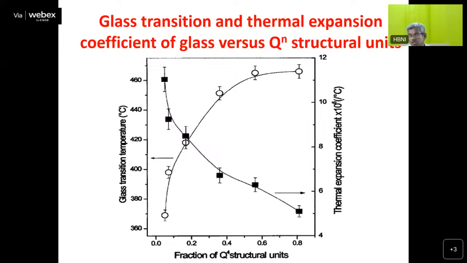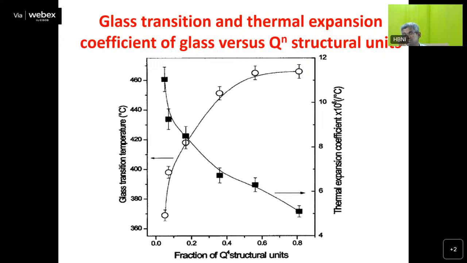Once you increase the Q4 structural unit, where all four bridging oxygen atoms are connected to silicon, you get a rigid structure. Once we have a rigid structure, we have a lower thermal expansion coefficient, because the material will not thermally expand. For a material to expand more, its network should not be rigid. It should become less and less rigid.